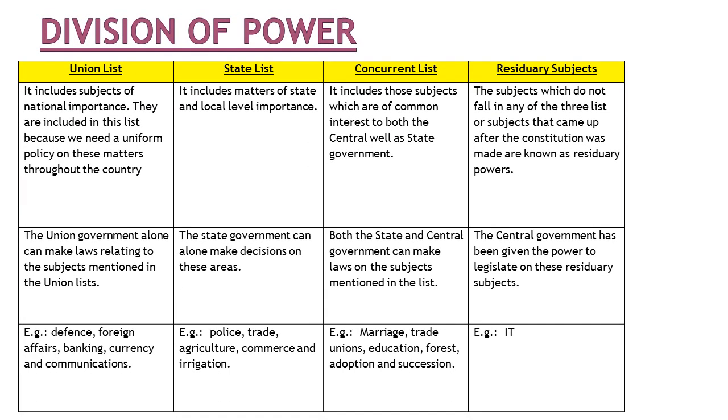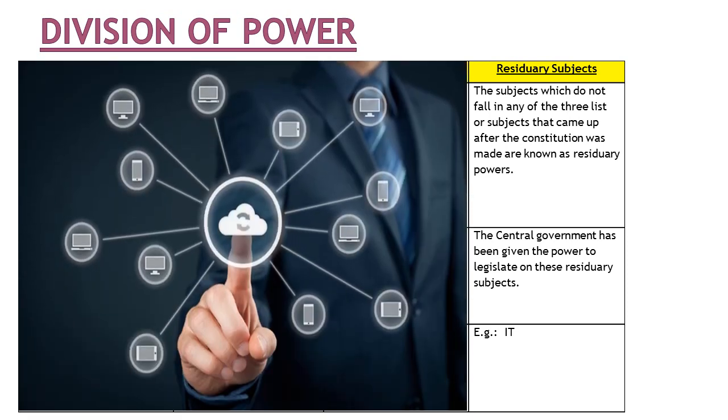There is one more list called residuary list. This list has subjects which are not part of any of the three lists. So any other subject which comes up after the constitution was framed, those subjects lie within the residuary list. So the central government only has the right to make any laws or decisions on the subjects mentioned in this list. One such subject is information technology.